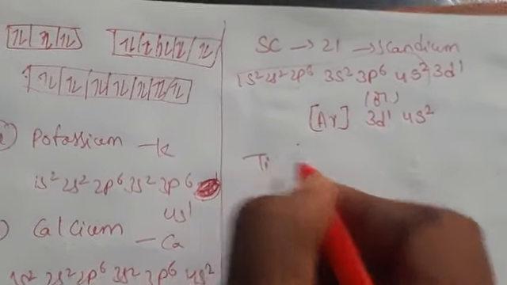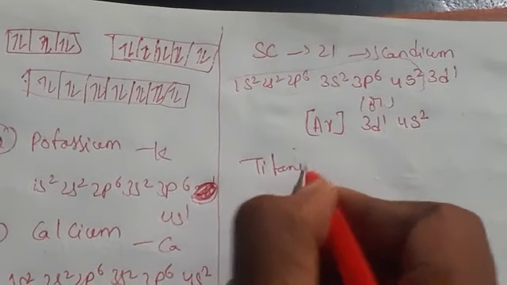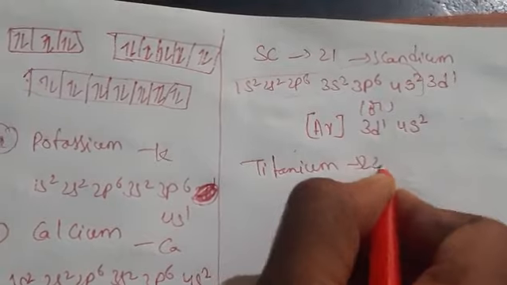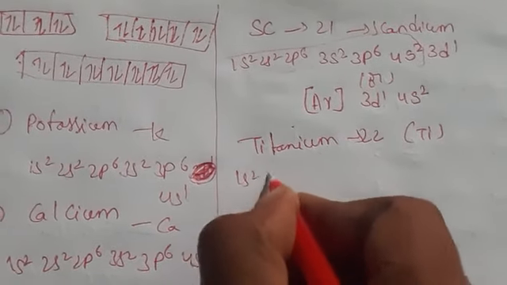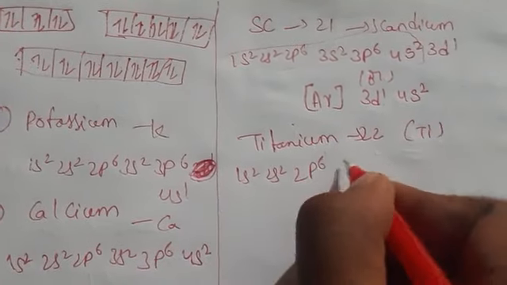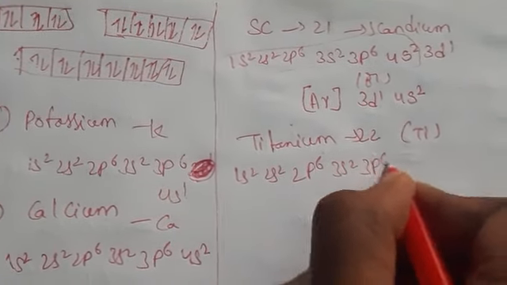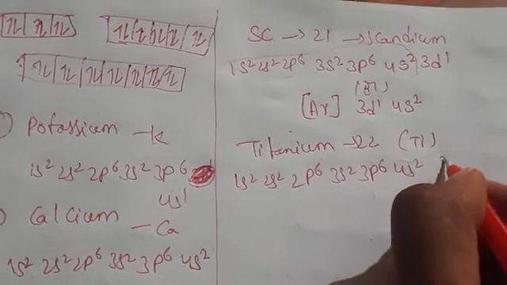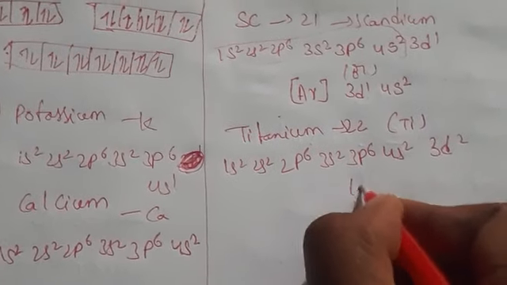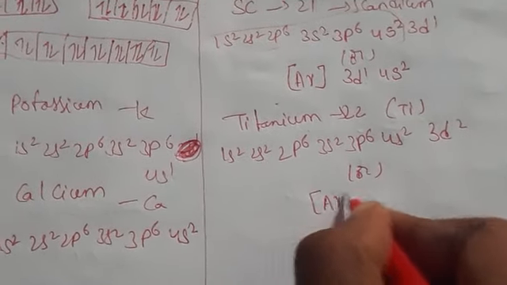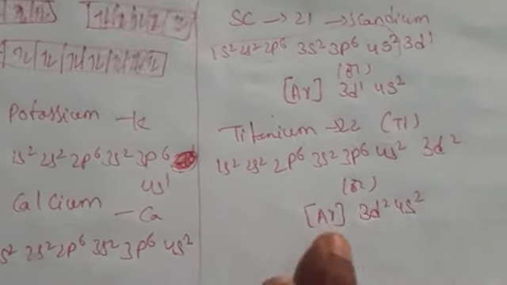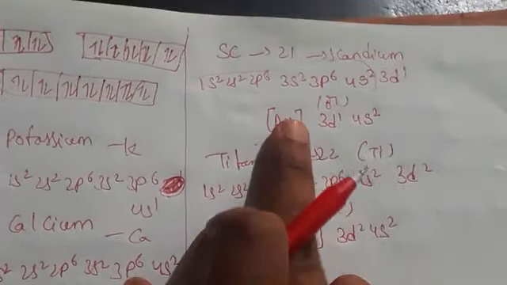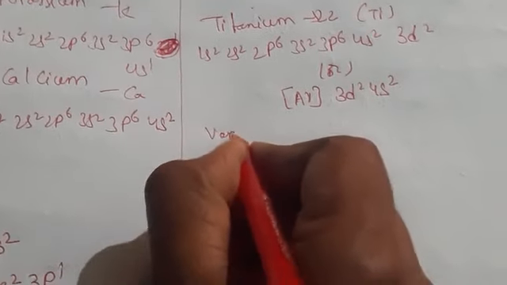And the next one is titanium. The atomic number is 22. The symbol is Ti. So we can write 1s2, 2s2, 2p6, 3s2, 3p6, 4s2, 3d2, or we can write argon 3d2, 4s2. 18 plus 4, 22. For scandium, 18 plus 3, 21.